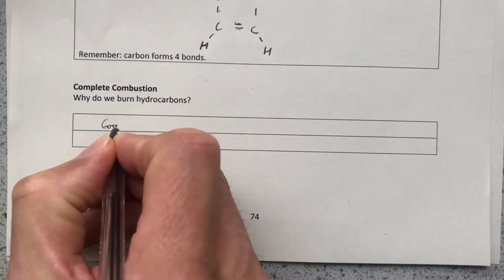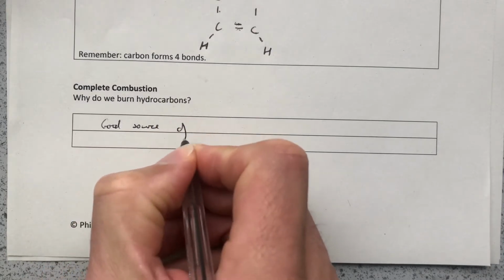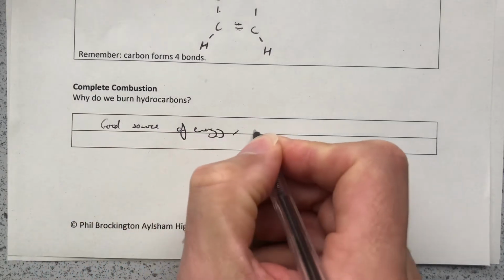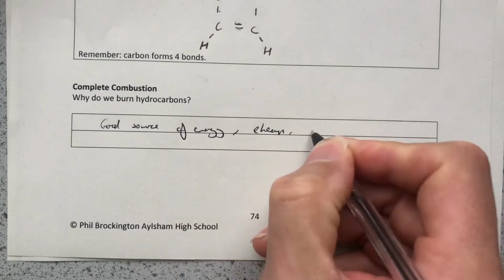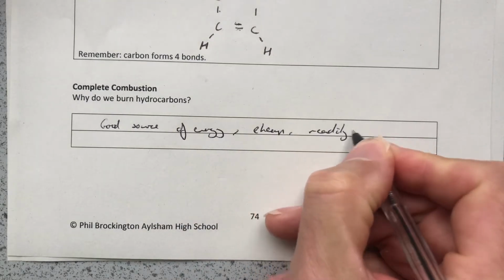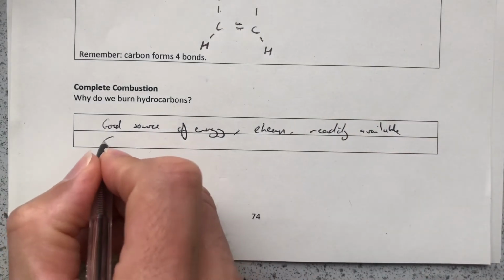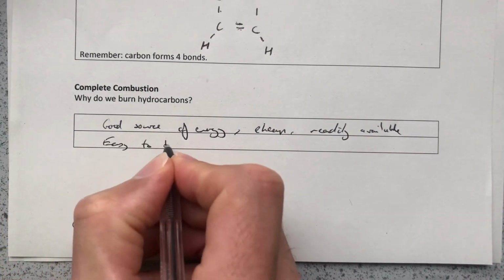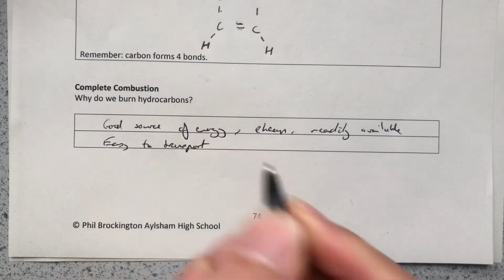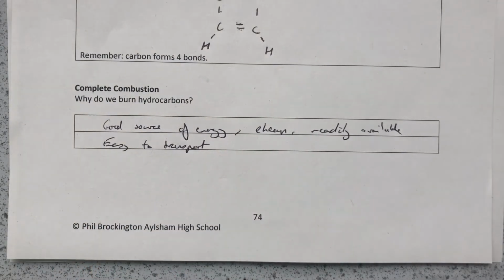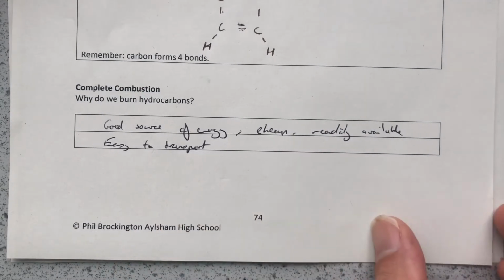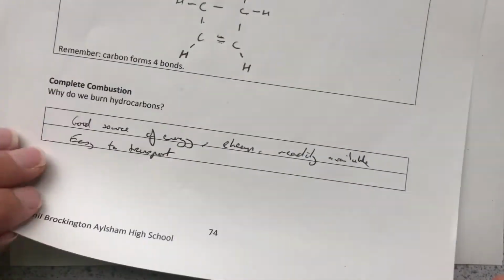Good source of energy. They're cheap, readily available, easy to transport. The list goes on. There are plenty. Basically, we need energy as a human race to live the lives that we want to live. So cheap sources of energy are really crucial to us, and this could go on forever. Let's move on.